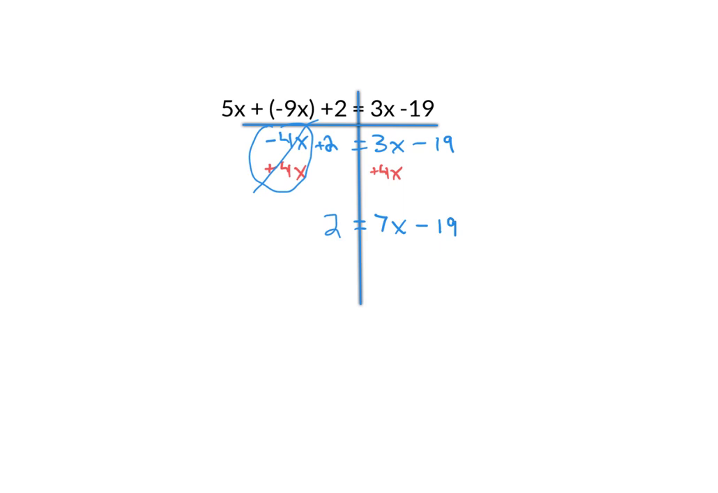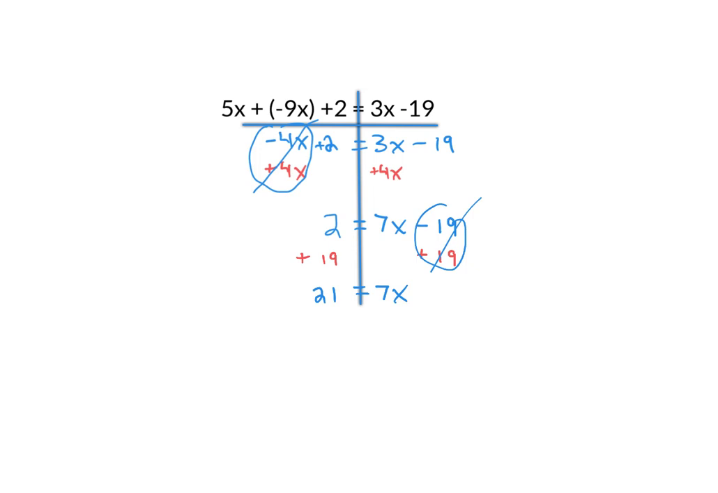So now I'm going to move that constant. So I need to make a zero pair, use my inverse operation to add 19. Add 19. So now 19 plus 2 is 21 equals 7x. Again, that's a 0, so it goes away.